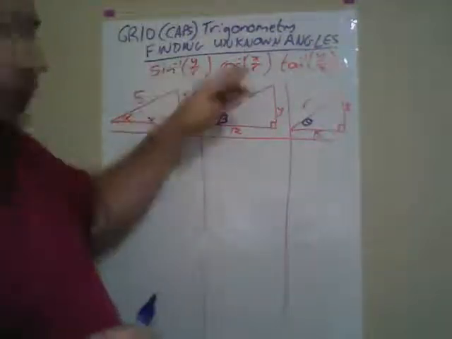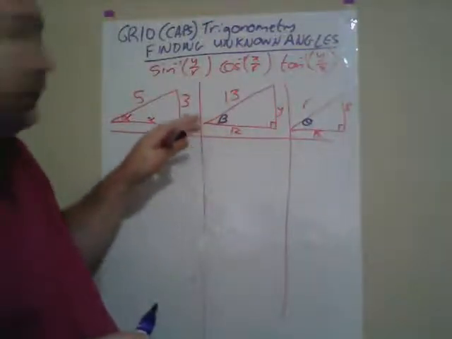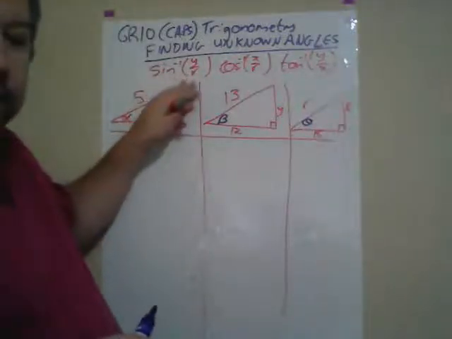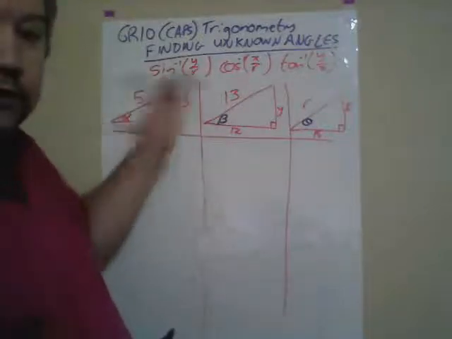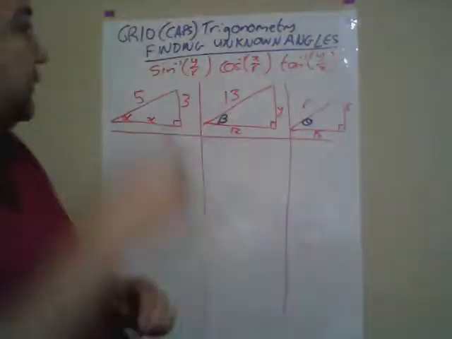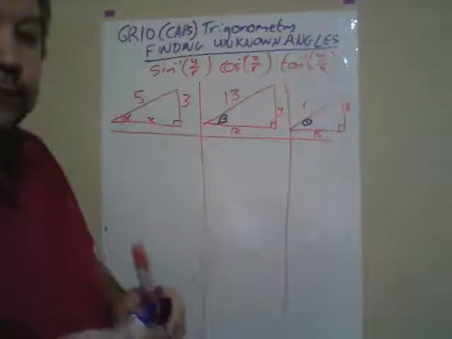Now, these inverse functions give us angles if we give them ratios. So sin, cos and tan give us ratios if you give them an angle. So that's the inverse operation.